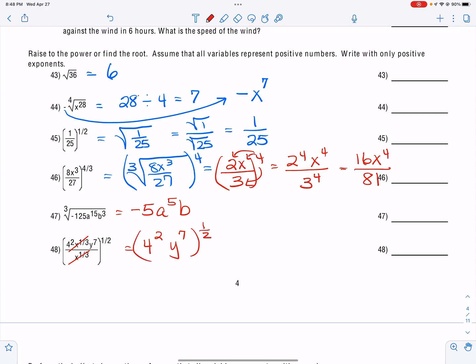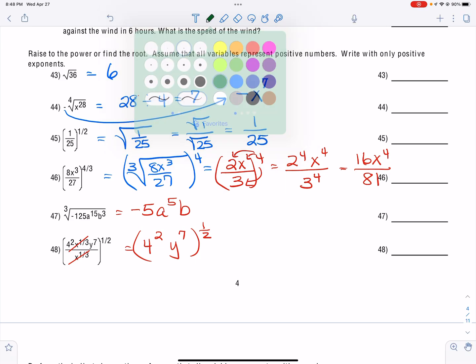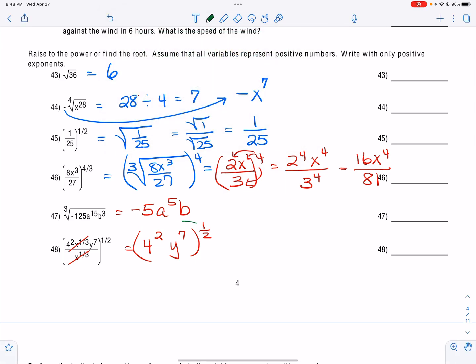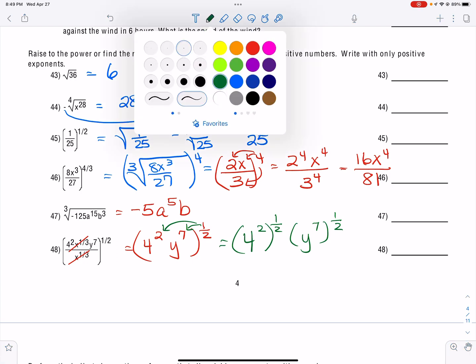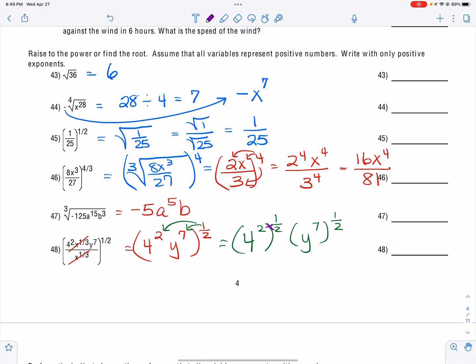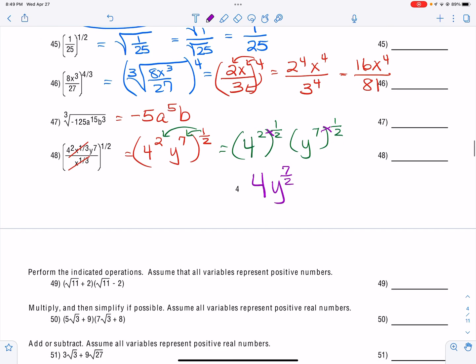to the 1/2 power. And so I am going to, just like I did in the last one, in number 46, I have to distribute this exponent. So this becomes 4 to the 2nd raised to the 1/2, and this becomes y to the 7th raised to the 1/2. And so then I'm multiplying power times power. And so 2 times 1/2 just becomes 1, and y, 7 times 1/2 becomes 7. Oh, excuse me, that becomes 7/2, and that would be my answer.